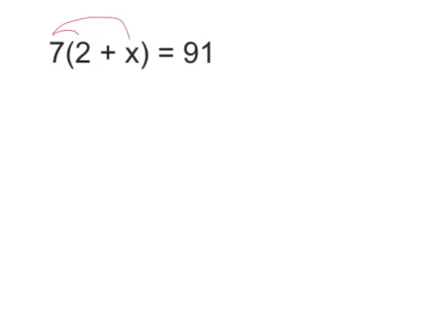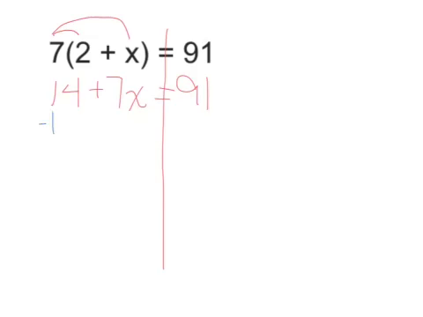So 7 times 2 is 14. And then the part everybody forgets is multiplying 7 times the x, which will just be 7x. And then we have that equal to 91. And here we have our two-step equation. We're going to subtract 14 because this is a positive 14. So we're going to subtract 14 on both sides.